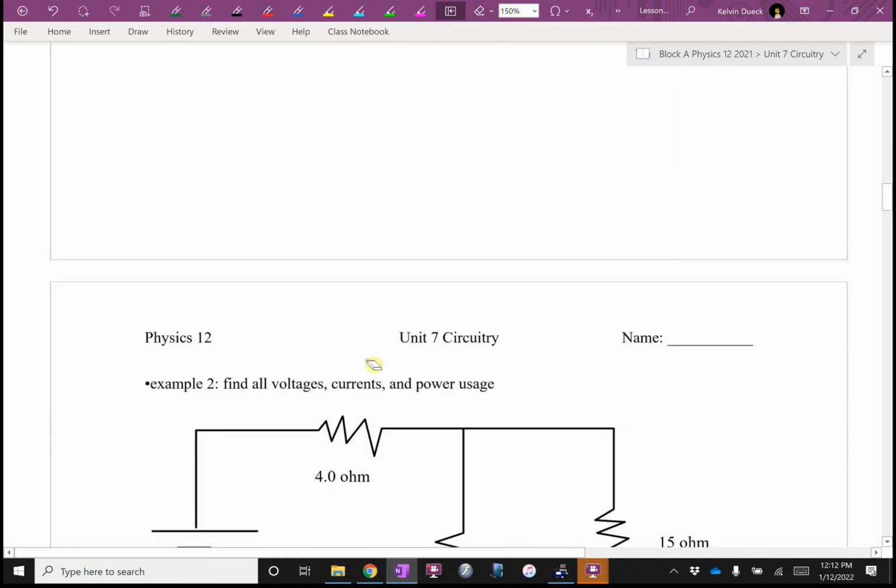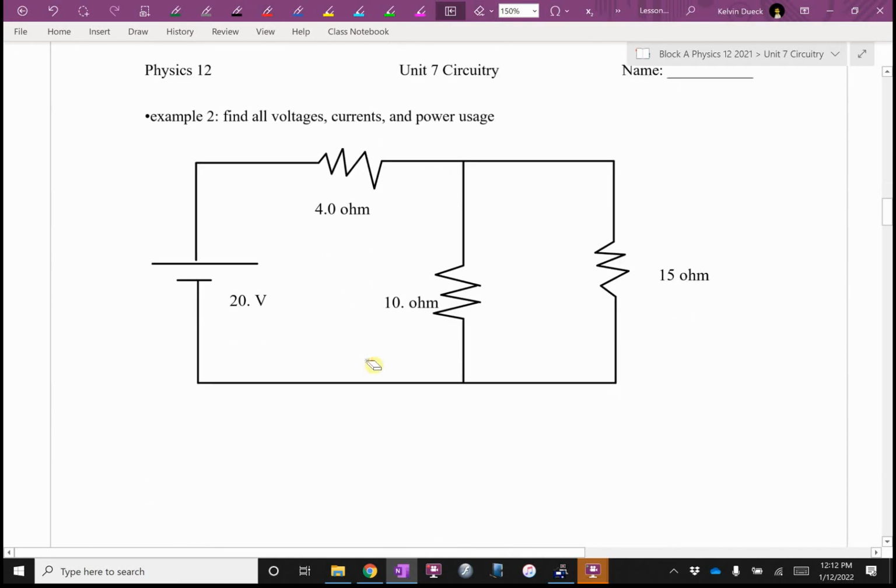Let's dive into some numbers. Example 2, which I think is the next page. Okay. Find all voltages, currents, and power usage. In other words, solve the circuit. Step 1 was label downhill.